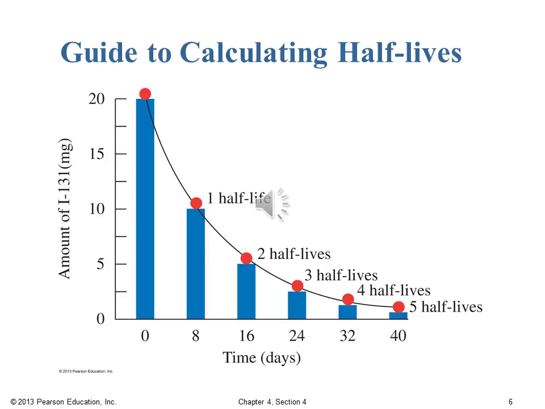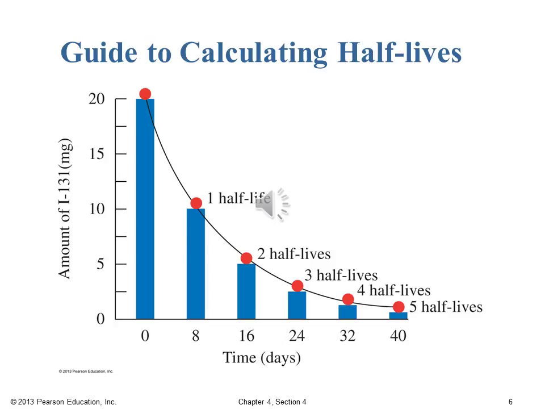So we see that decay curve again with the iodine 131, and now we're just looking at the fact that we start with 20 milligrams. After each half-life, we'll decrease by half, so after 8 days we'll be down to 10 milligrams, 16 days we're down to 5, 24 days we're down to 2.5, and then we're down to 1.25 milligrams after 4 half-lives, and 0.625 milligrams after 5 half-lives, so on and so forth. So it's pretty easy to determine those if you've gotten the hang of this half-life stuff.